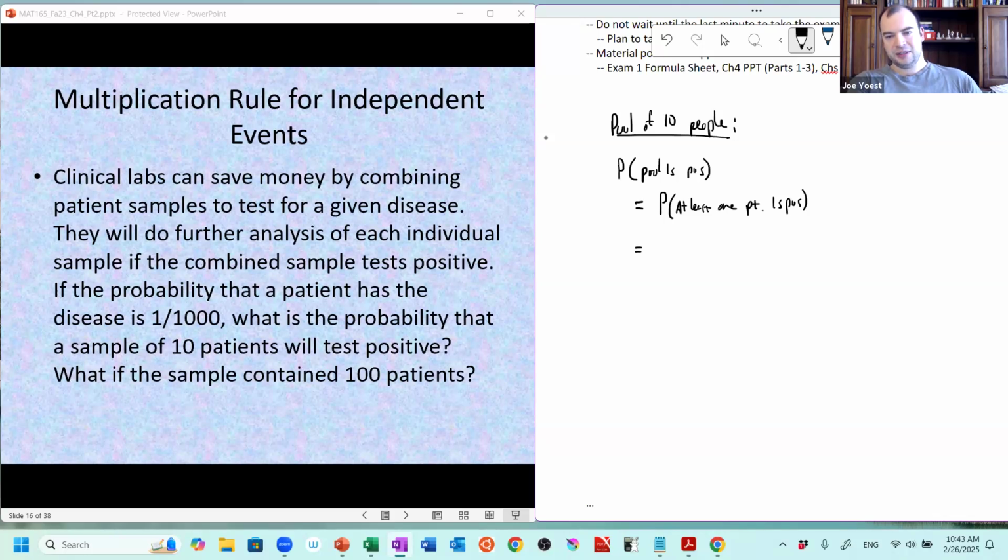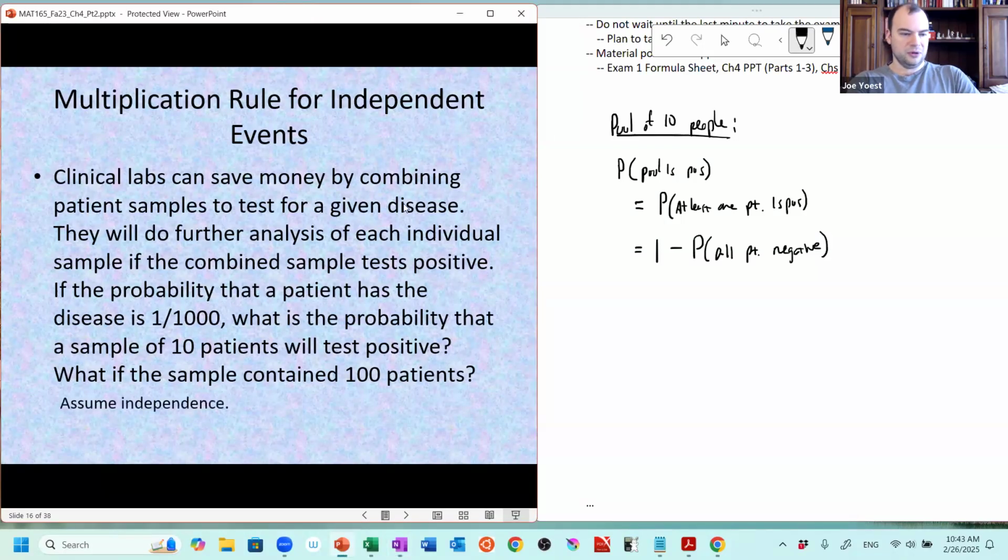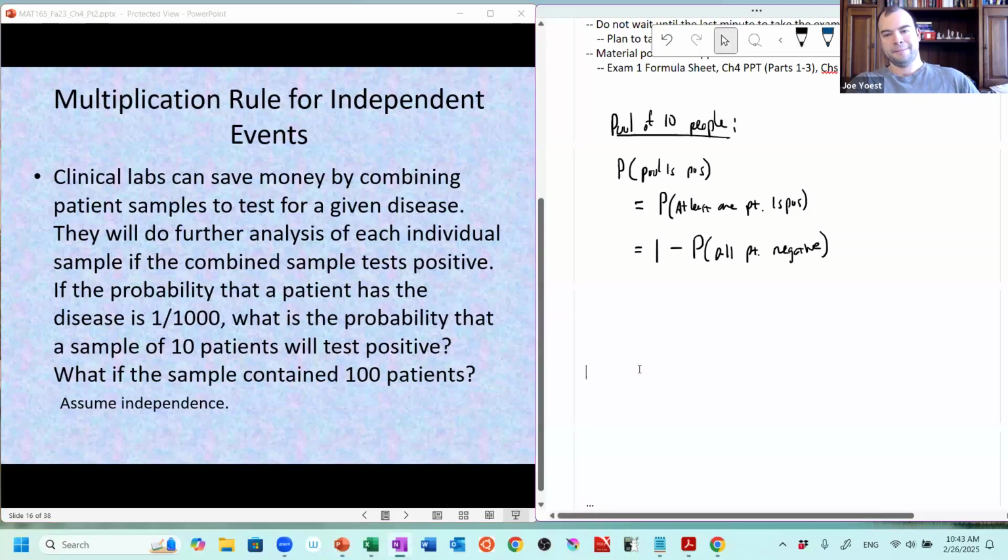But I realized that I could write this probability as 1 minus the complementary event, which is the probability that no patients are positive, or all patients are negative, that all patients do not have the disease. We are assuming independence here between patients.